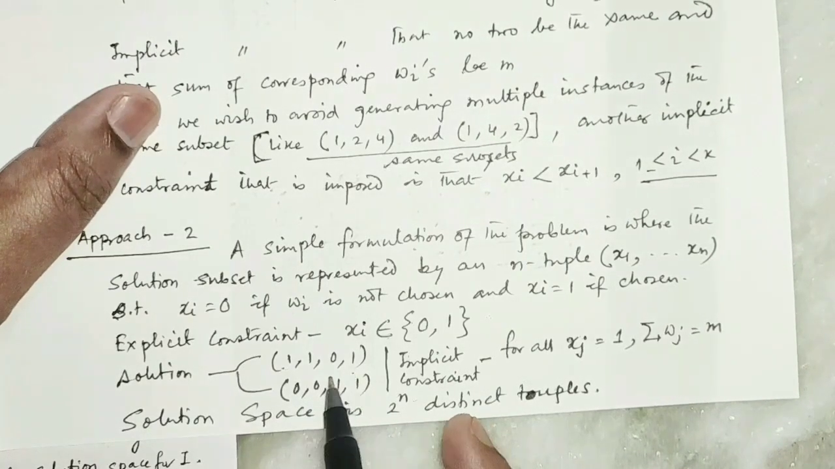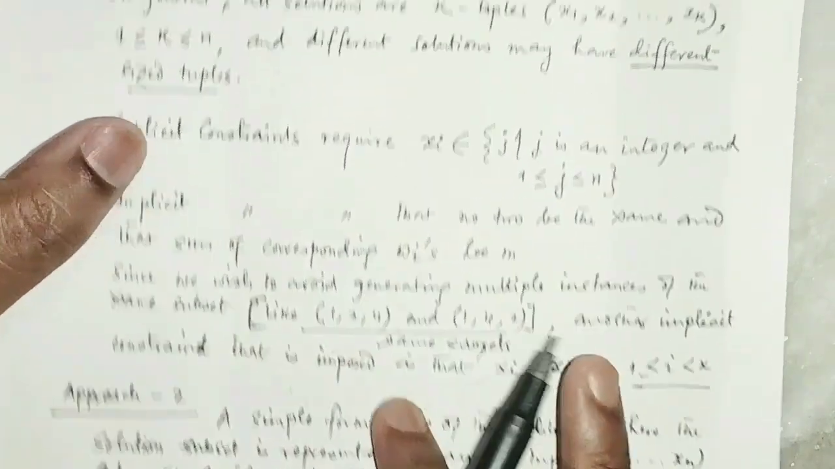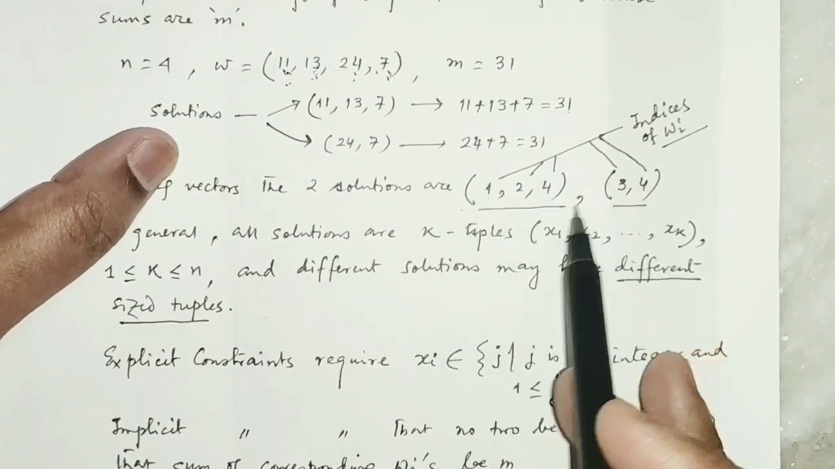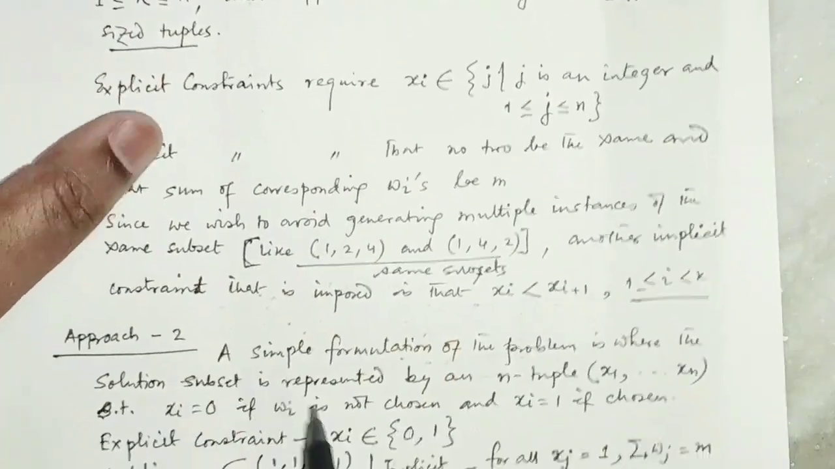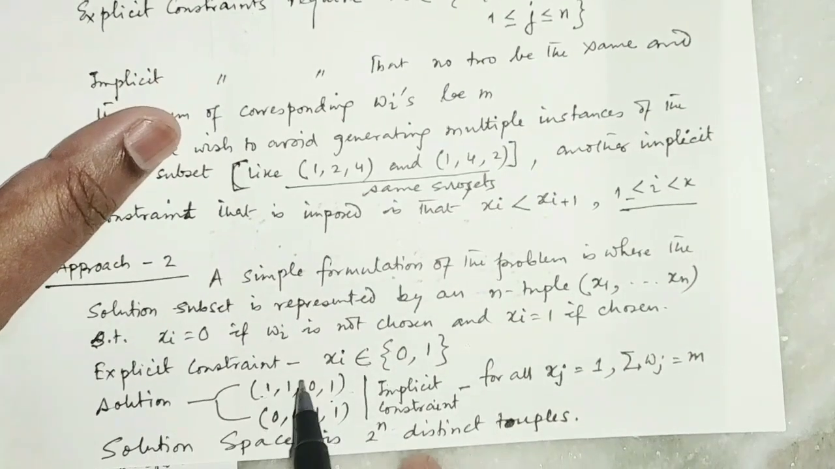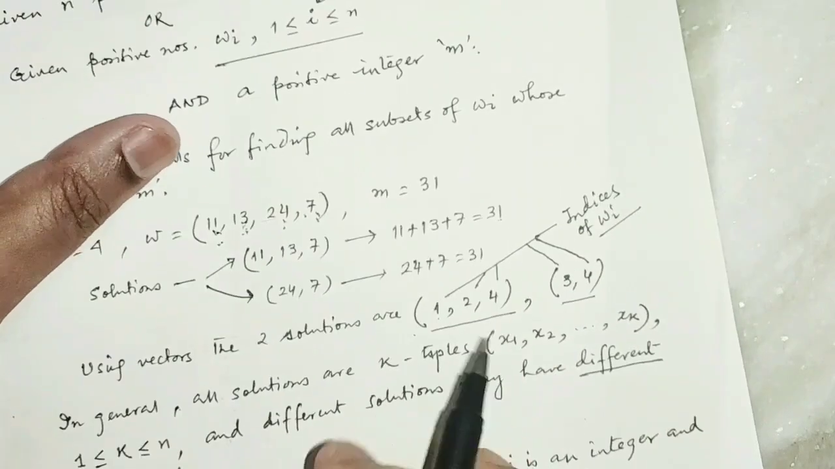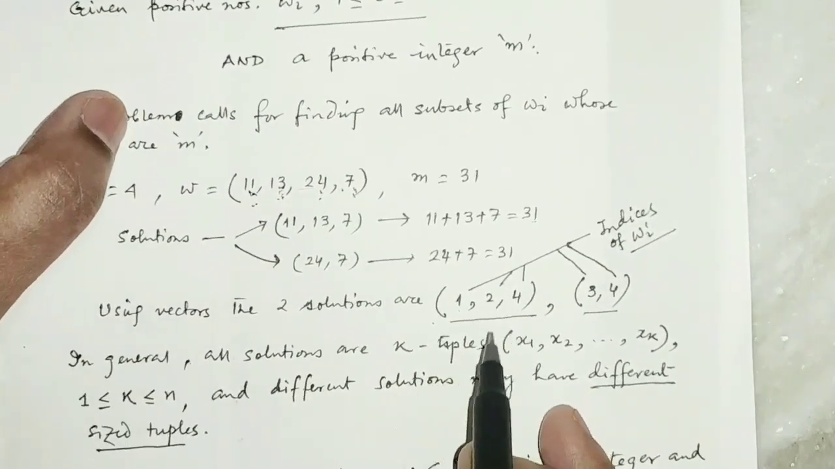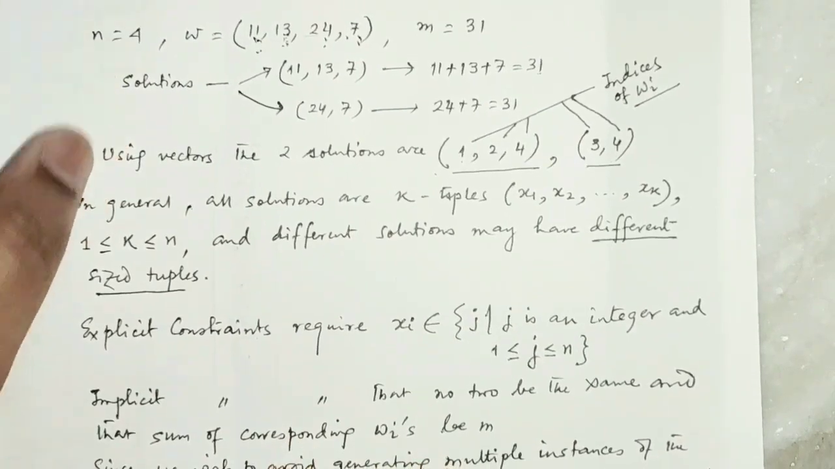Here all the solutions use fixed size tuples. This is 4, this is 4. But here it is variable size tuples. Here it is 3, it is 2. So here it is fixed size because for the field which is not used, we put 0. But here the field which is not used, we do not mention. So these are two approaches to the same problem.